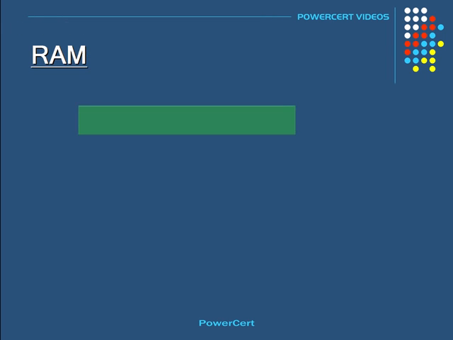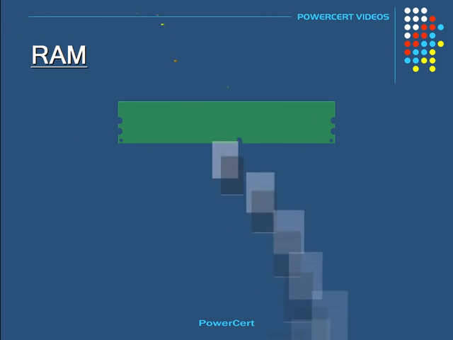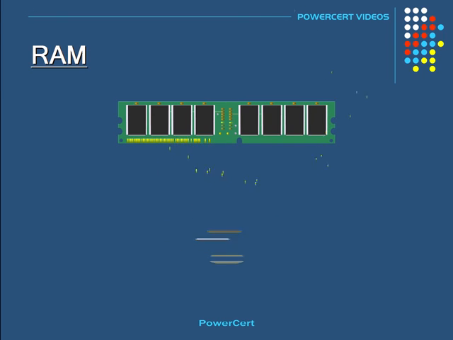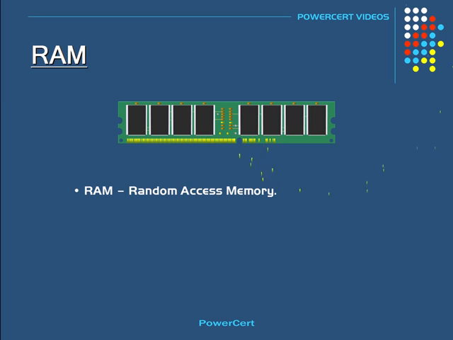Hello everyone. In this video, we're going to talk about one of the most important parts of a computer. And we're going to be talking about primary memory or temporary storage. And this is called RAM. RAM stands for Random Access Memory.